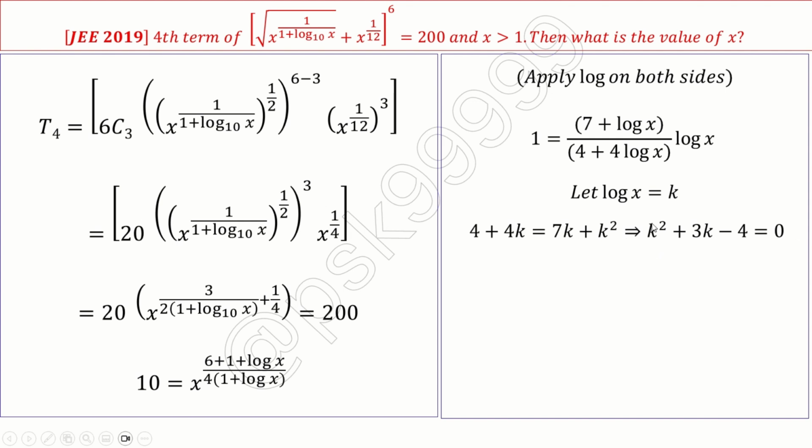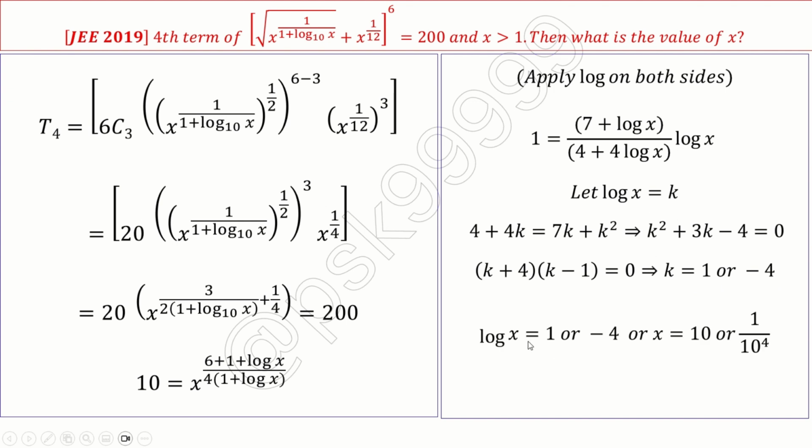This is a quadratic equation in k. Solve it, factorize or whichever way you solve it. k equals minus 4 or 1. Now k is nothing but log x. So log x equals 1 or minus 4, or x equals 10 or 1 by 10 to the power of 4. But it is given that x is greater than 1.